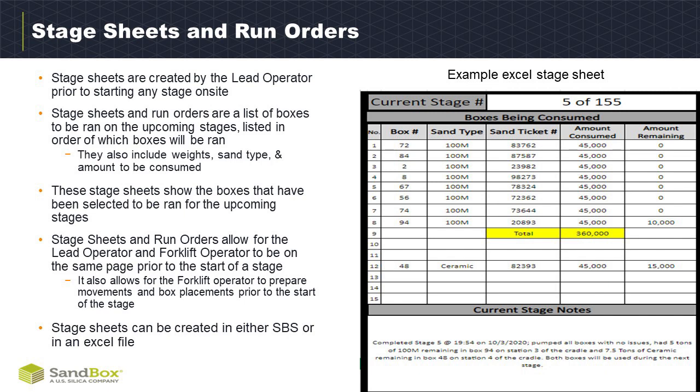Stage sheets and run orders allow for the lead operator and the forklift operator to be on the same page prior to the start of a stage. It also allows for the forklift operator to prepare movements and box placements prior to the start of the stage. Stage sheets can be created in either SBS or in an Excel file. The stage sheet example to the right is a template that was made in Excel.